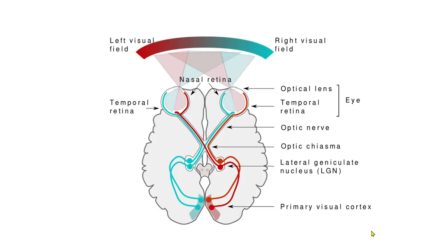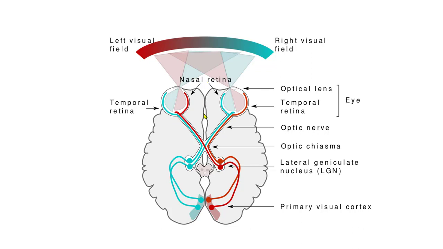In this image, these colored areas in front of the ocular bulbs can be referred to as the visual field. The red part can be considered the left visual field and the blue part the right visual field. The retina can also be divided into two, with the lateral part closest to the temples called the temporal retina and the medial part closest to the nose called the nasal retina.